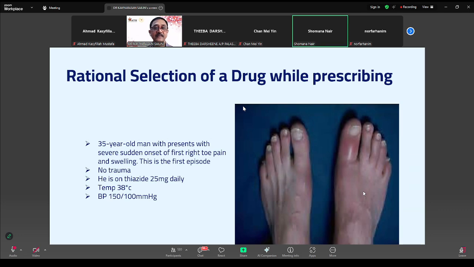So already they are putting the diagnosis in the chat box. Okay, well done. So what do you think the diagnosis is? It could be gout. Yeah. So if you're thinking gout, what questions would you ask the patient?